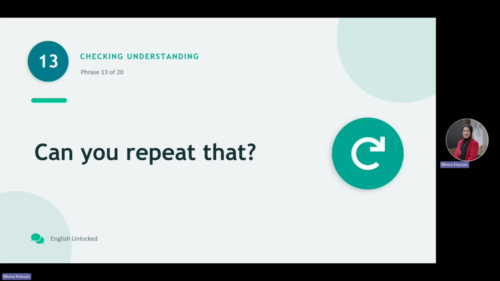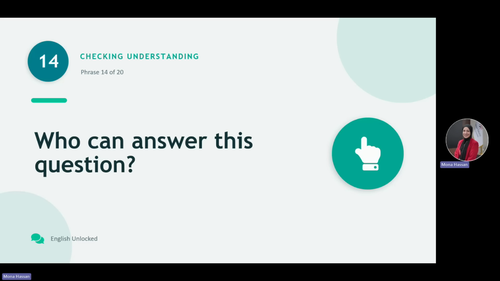So if you want the student to repeat or to say something one more time because you couldn't hear it, or you want to double check if what you heard is correct, you can use this question. Another one, perfect for inviting participation in the classroom, is by saying this question. Who can answer this question?